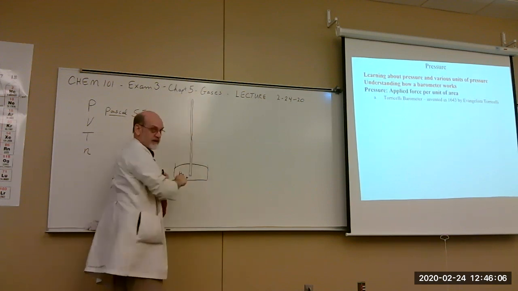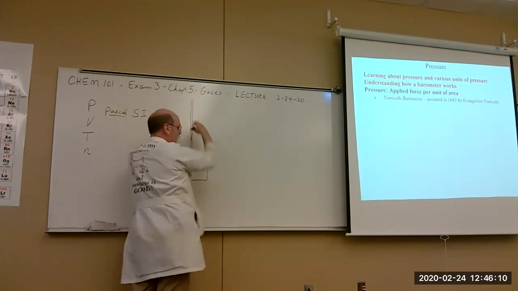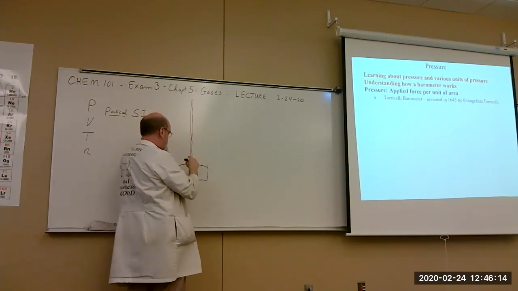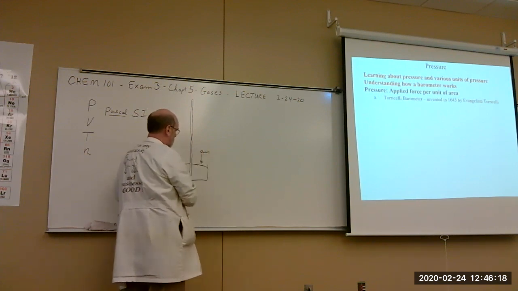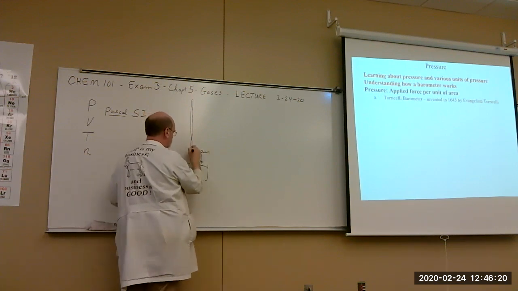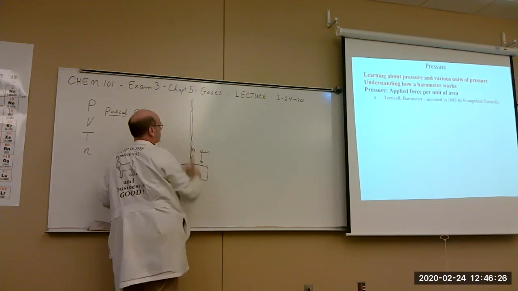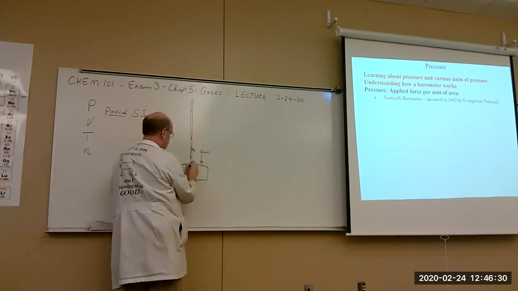If it had a hole in the top, yeah, it would drop all the way down, because forces on both sides would be equal. But the only force available here is one, from the air, and two, from the mercury inside the tube. And it dropped down, say, maybe there. Right, so everything else in here is mercury.